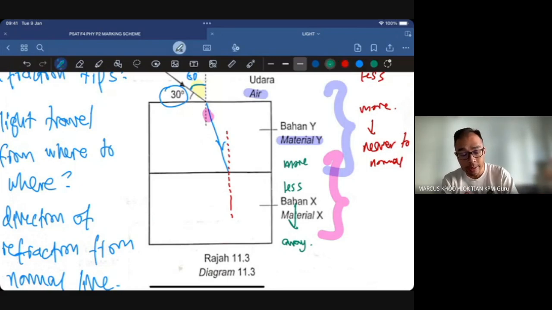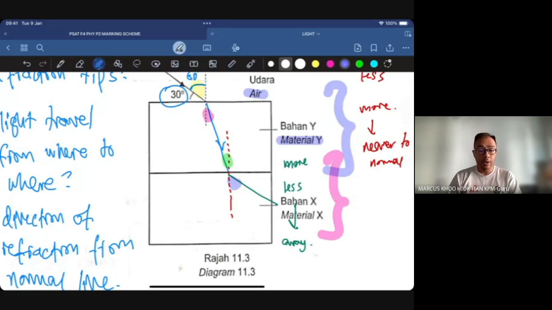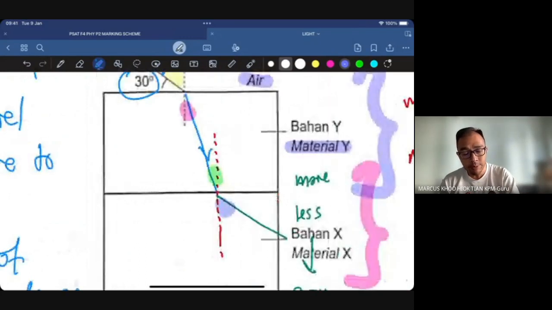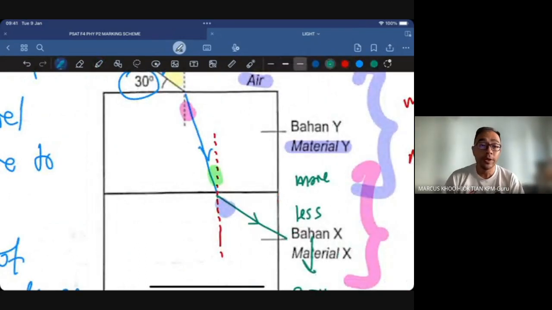Since this is going to go away from the normal, the most important thing is that this angle must be smaller than this angle. The yellow must be bigger than the pink, and the purple, or whatever color this is, must be bigger than the green. That's all we need to see. At the very least, put an arrow there, and you're good to go.